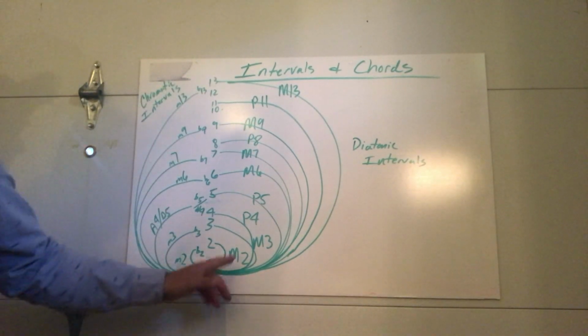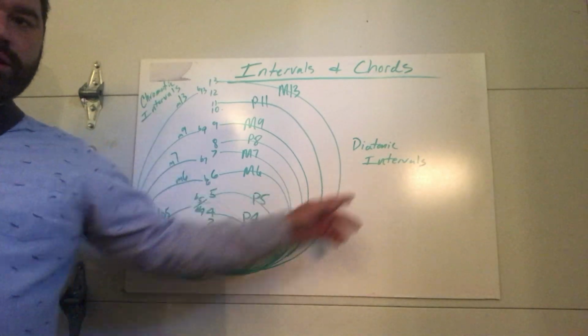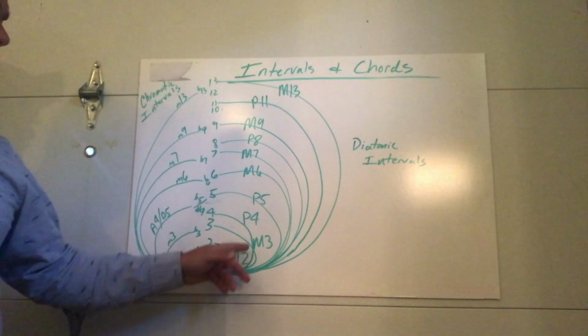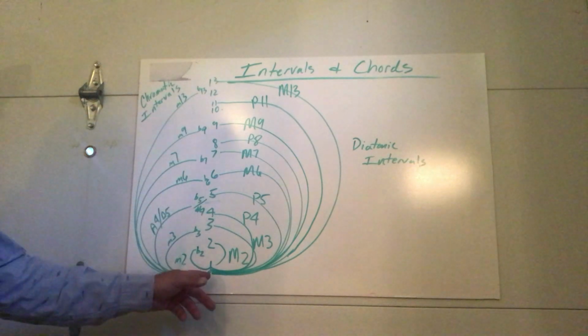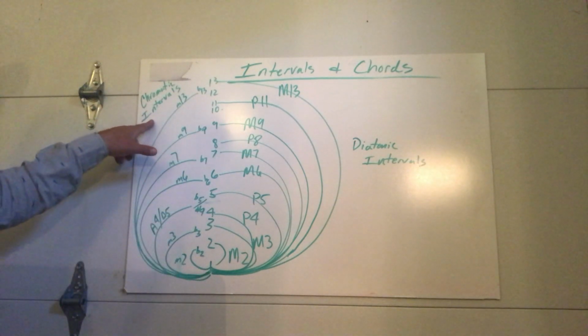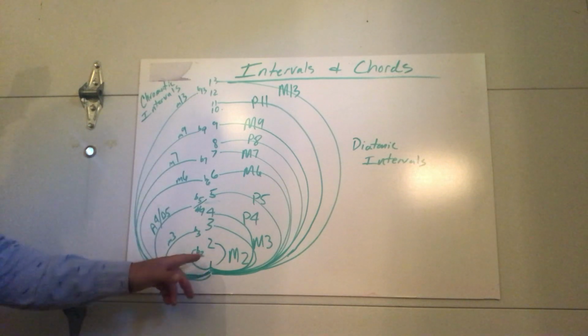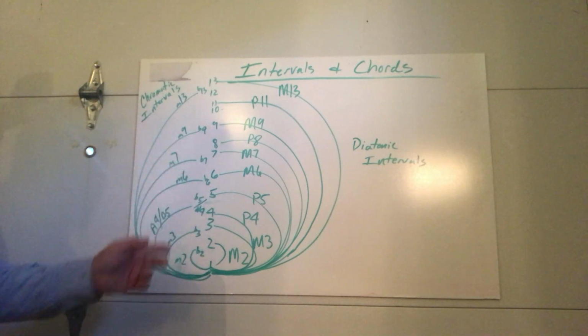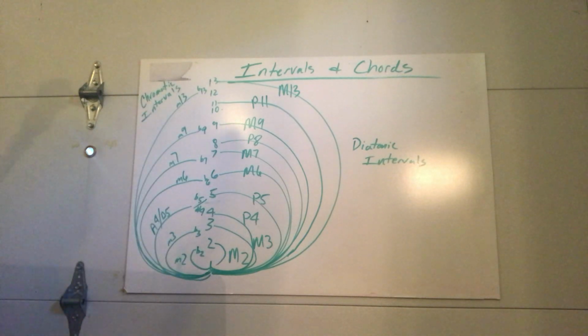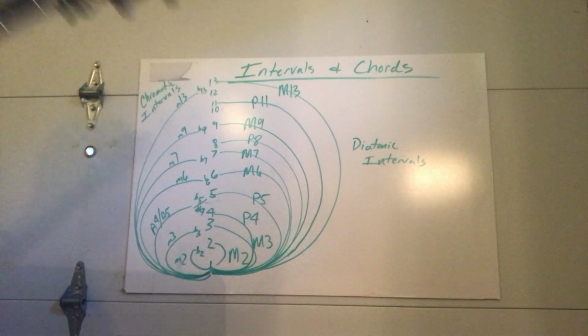To the right, we have all of our diatonic intervals, which just means those are the intervals that happen within a major scale. To the left, we have our chromatic intervals, and that just means the intervals that happen if we flatten or sharpen the diatonic intervals. So let's go through and play each one.